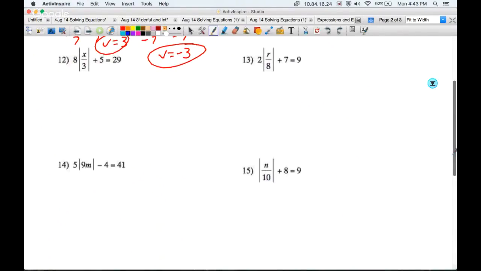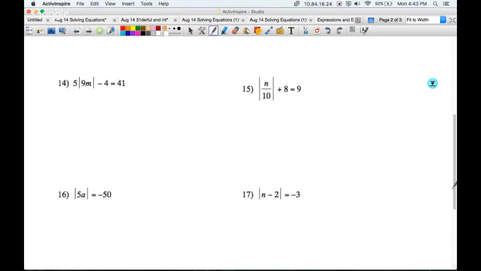Let's skip down a little bit further where we've got multiple operations outside. Maybe number 15. Number 15, we got a fraction. So I'll subtract 8 from both sides. And absolute value of n over 10 equals 1. Absolute value is isolated. This is a positive number. We know we're going to get two solutions. Now we get n over 10 equals 1 and negative n over 10 equals 1.